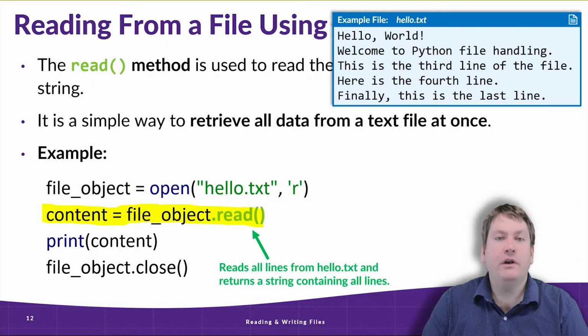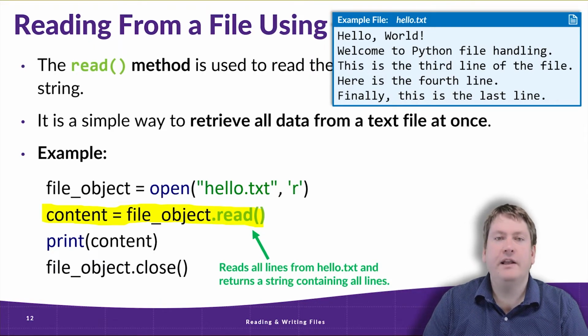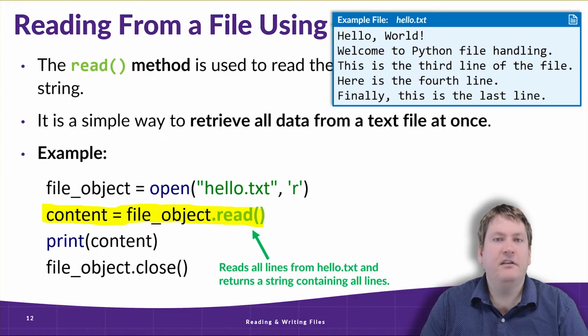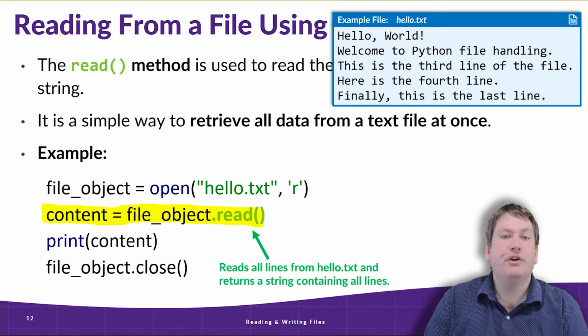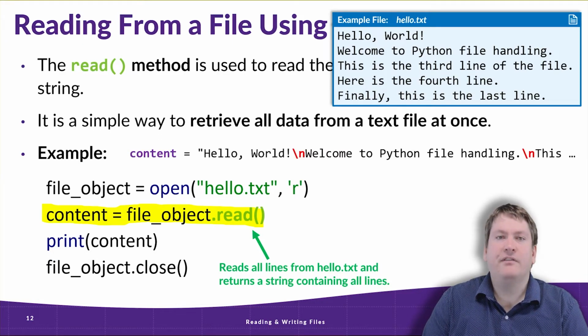The next line of code actually calls the read method on the file object. So file object is the object that was returned from open. And like I said, it allows us to actually interact with the file. By calling read, it's going to read all of the lines at once from hello.txt and return that as a string. And that string is going to be stored in the variable content. So that might look something like this.